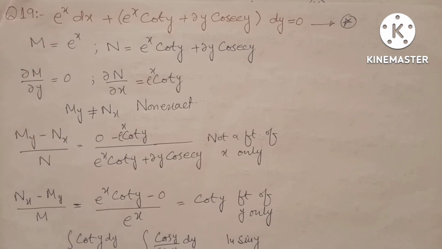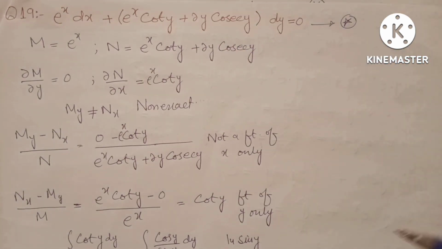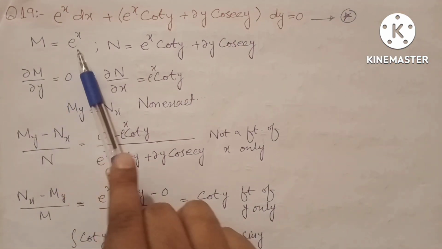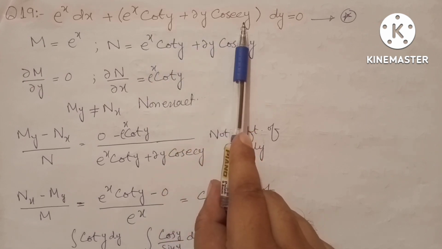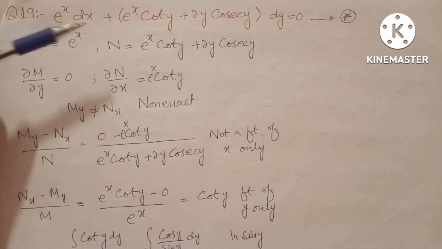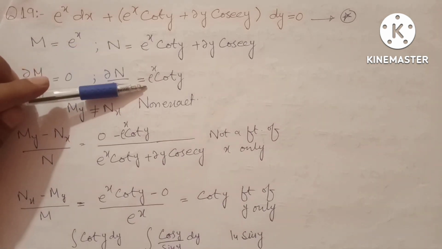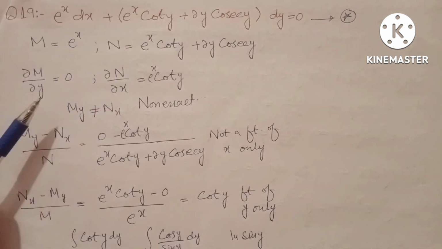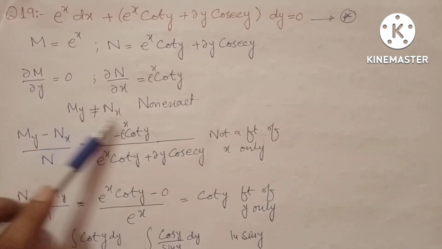Exercise 9.5, question number 19. e^x dx plus (e^x cot y plus 2y cosec y) dy is equal to 0. Here M is e^x, N is e^x cot y plus 2y cosec y. We will differentiate M partially with respect to y. Through this we will get 0, and we will differentiate N with respect to x partially. Through this we will get e^x cot y. Because ∂M/∂y is not equal to ∂N/∂x, the equation is non-exact.